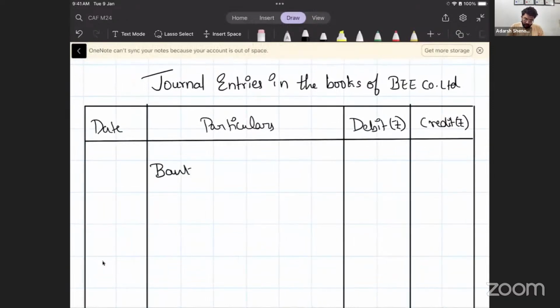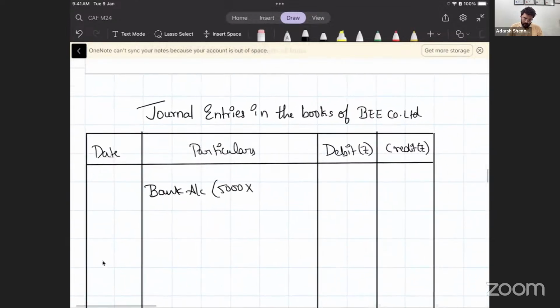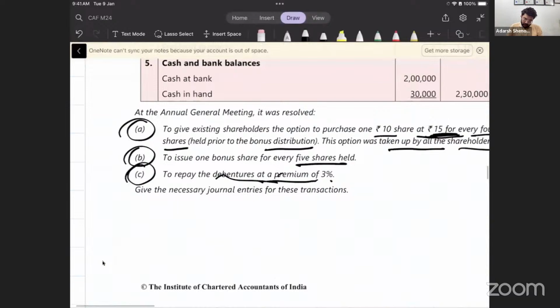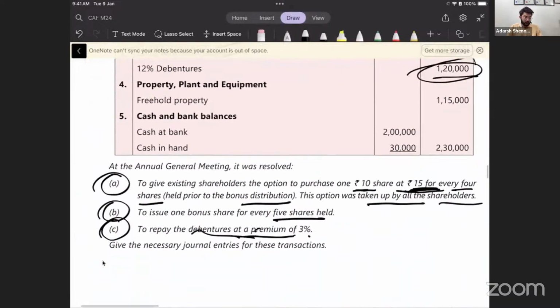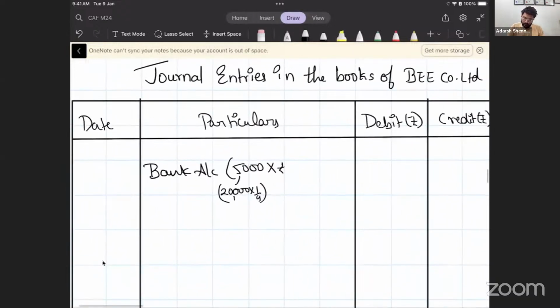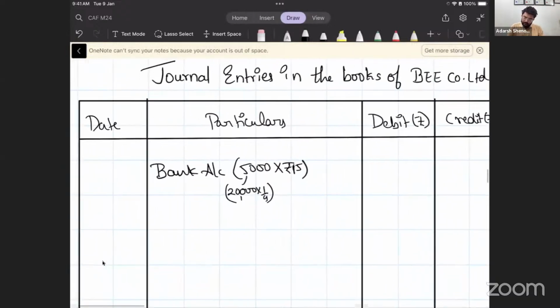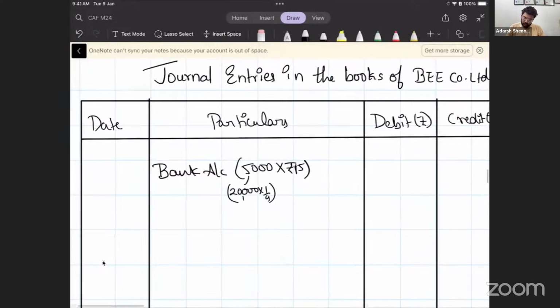Bank account debit. So 5,000 equity shares I am issuing. How did I get this 5,000? 20,000 equity shares into 1/4. What is the issue price? Issue price is 15. Face value is 10. So 5 rupees premium is there, remember. So rupees 15, 5,000 into 15. This is 75,000 rupees.